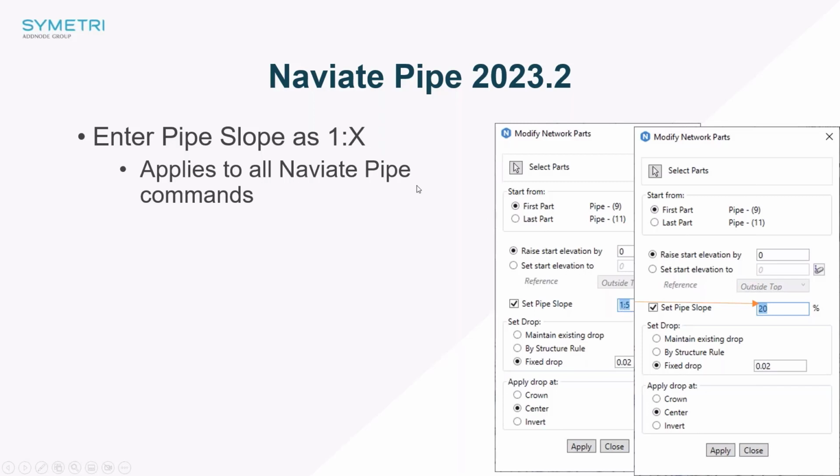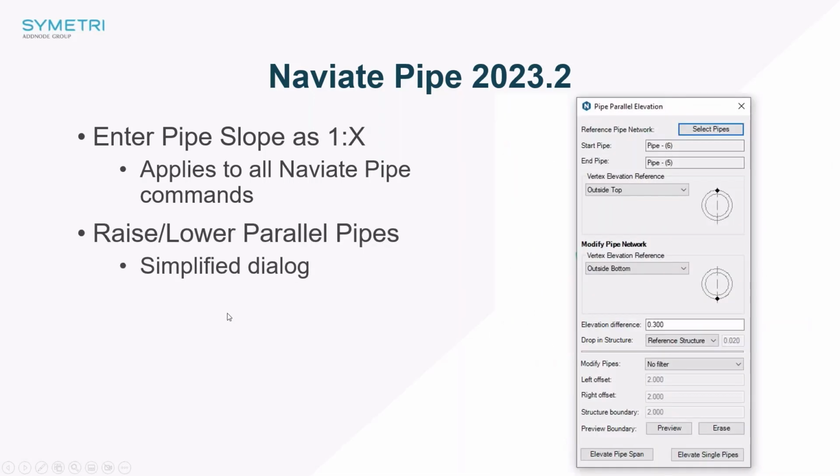Anywhere we prompt for a slope or a pipe slope within Naviate commands, either in a dialogue or in a command-line based program, you can enter like this: 1 in 5, and we're going to interpret it as 20%, for instance. You can also do the vice versa, 5 in 1, but it's going to be interpreted as a percent value.